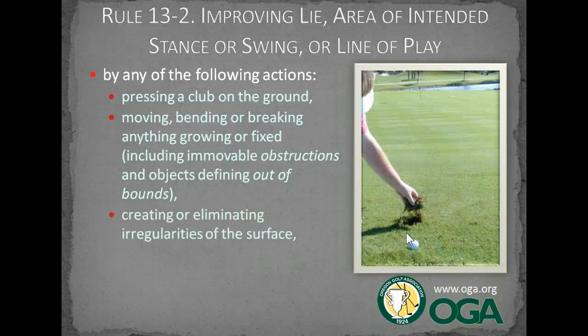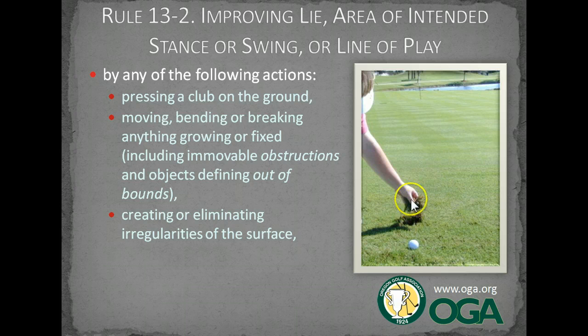You're not allowed to create or eliminate irregularities of the surface. So this player has a ball on the fringe. The line of play towards the hole looks like it might break a little bit left, so it's going to kind of go around. Well, we have a reasonable extension on either side, and this irregularity of the surface cannot be eliminated by replacing this divot.